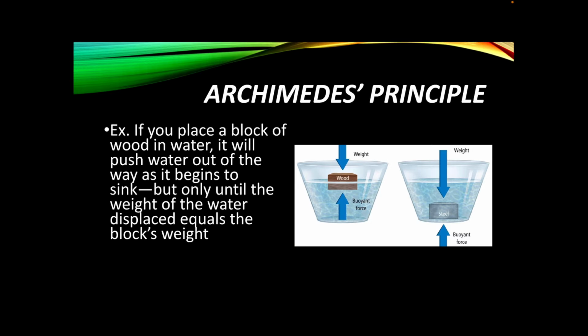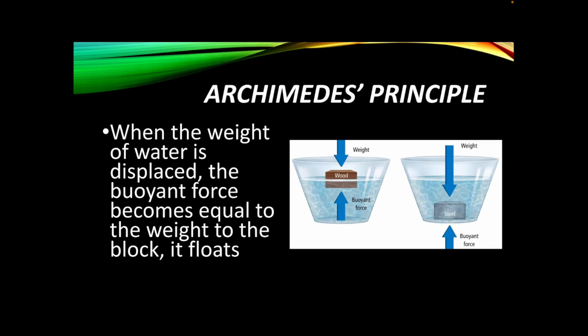For example, if I put a piece of wood, like you see in the picture, into the water in this cup, the water that's displaced or pushed out will be the same amount as what the wood weighs. When the weight of the water displaced equals the weight of the object, in this case the wood, it's going to float. The wood is floating because the weight of the water displaced equals the weight of the wood.